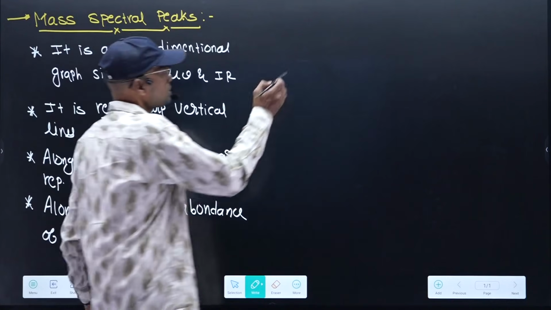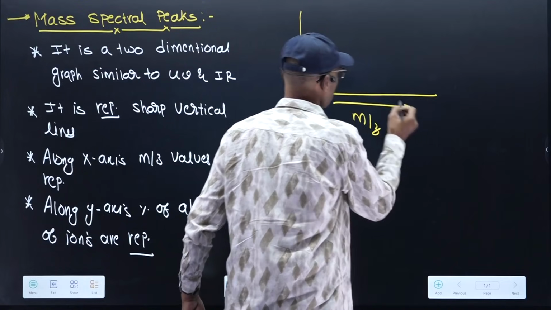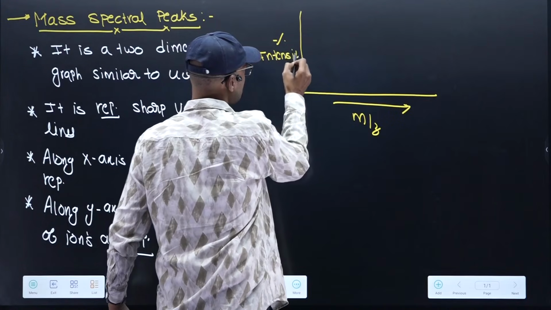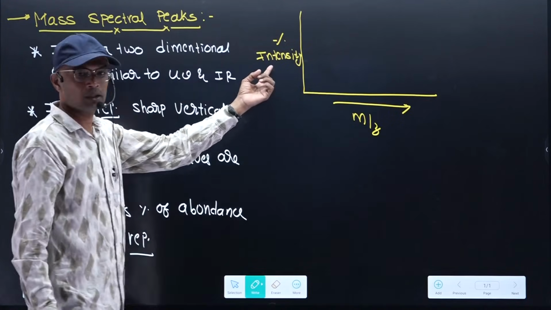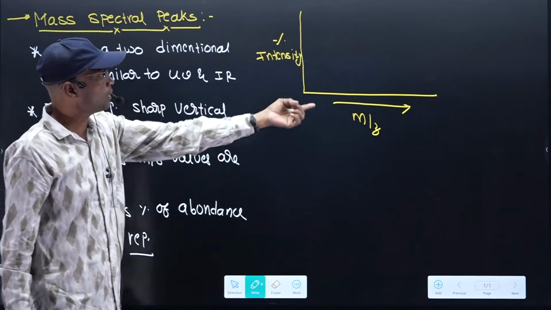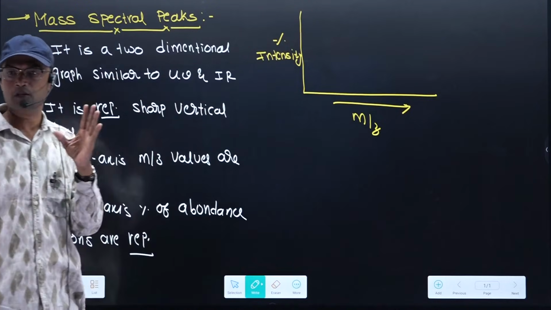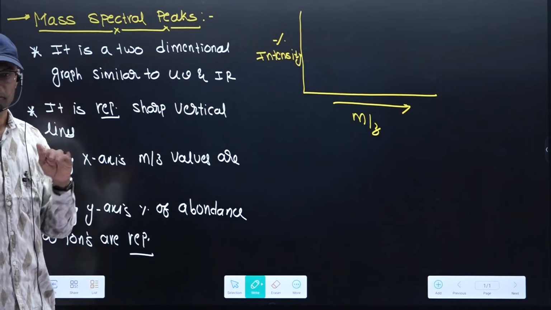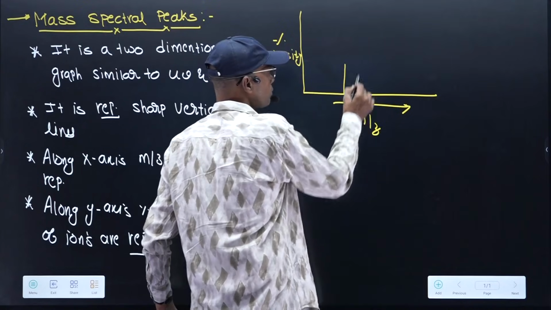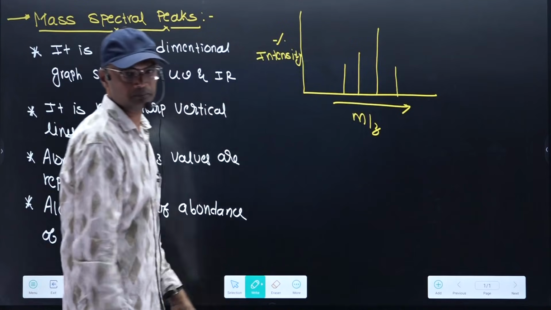It is a two-dimensional graph. Here, m/z value is increasing along the x-axis, and this is the percentage of intensity, or percentage of relative abundance. Try to remember this point: percentage of intensity is nothing but height. It is also called percentage of relative abundance. Relative abundance means one reference is taken, and with respect to that reference we write the intensities. These sharp vertical lines, which you may write in different sizes, are all called mass peaks.